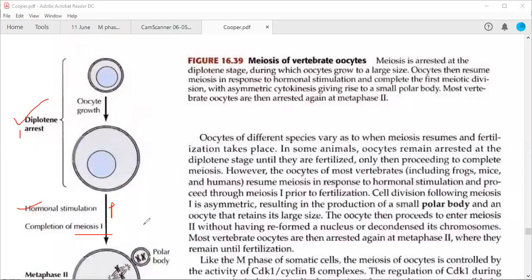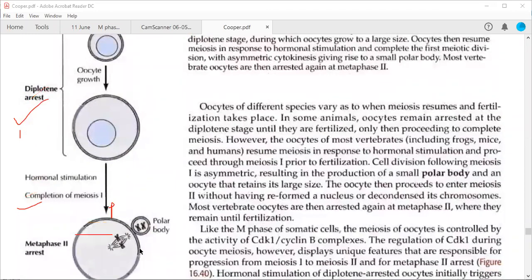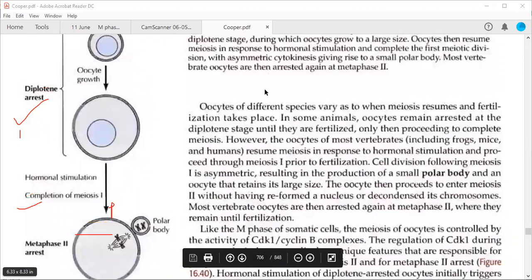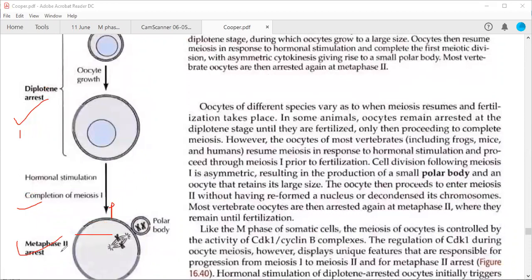Then meiosis II will start, and the oocyte will again be arrested in some phase of the cell cycle. The second arrest is the metaphase II arrest. So again, the second time, the cell will be arrested during metaphase II. The first is the diplotene stage of meiosis I, the second is metaphase II of meiosis II. Then one polar body will be formed, and this big cell is divided. But the metaphase II arrest can only be overcome after fertilization.